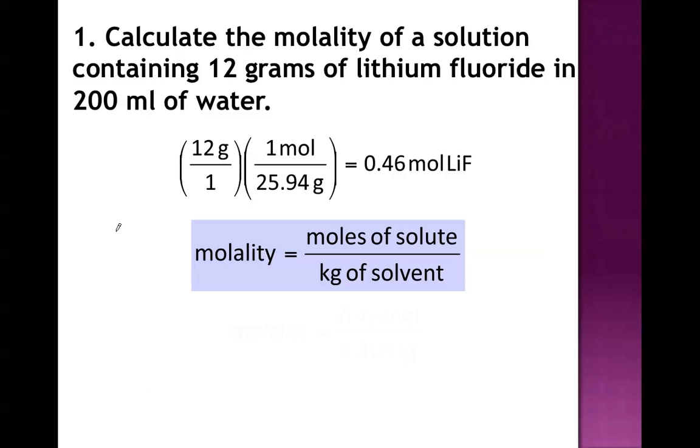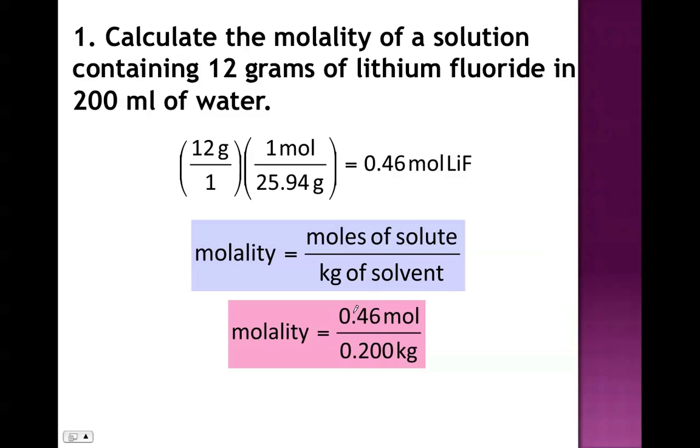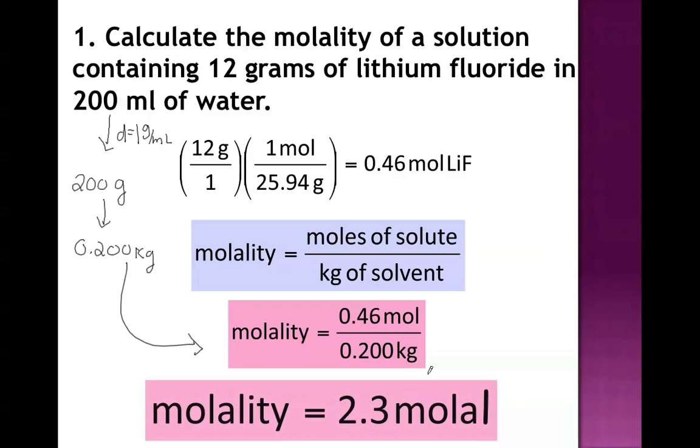in the background. Okay, we plug in our moles of solute, and then we're going to see that 200 milliliters, because the density of water is equal to 1, that 200 milliliters of water is equal to 200 grams of water, which to get it to kilograms, you divide by 1,000. So 0.22 kilograms. So that's where that number for water is coming from. So again, moles of solute divided by kilograms of our solvent gives us a 2.3 molal solution.